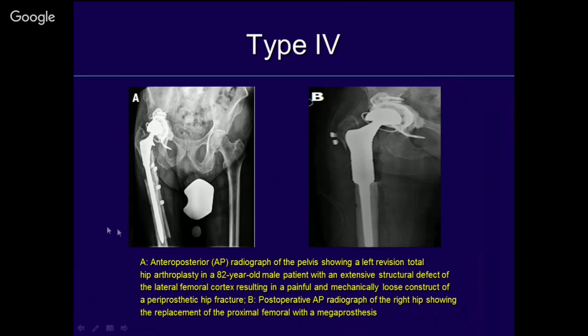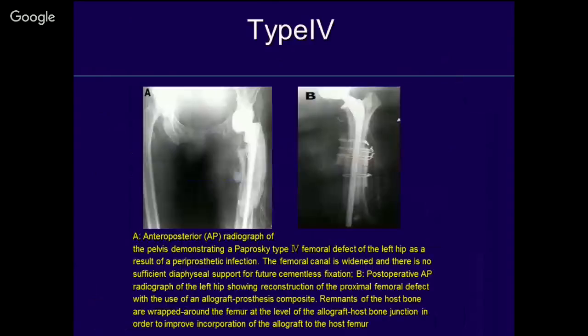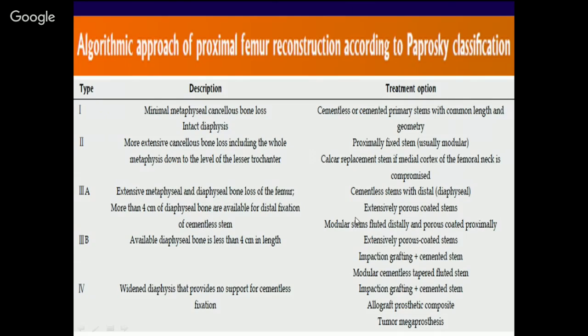Now this is a case where we have done it, there is infection and there is extensive bone loss, and we have replaced with the proximal femur replacement prosthesis. But the results are very poor. There is a bulk structural proximal femoral allograft indication if the defect is more than 3 cm. The proximal allograft prosthesis has been done, and it has a very good result. So these are the algorithm of how we manage, according to the Paprosky classification, the proximal femoral deficiency after revision.